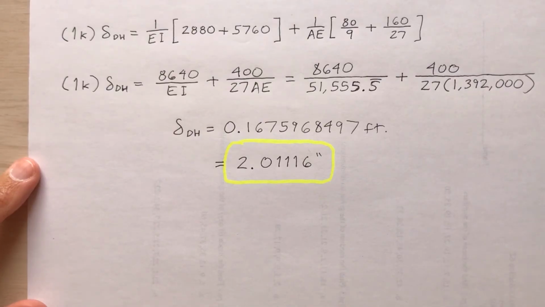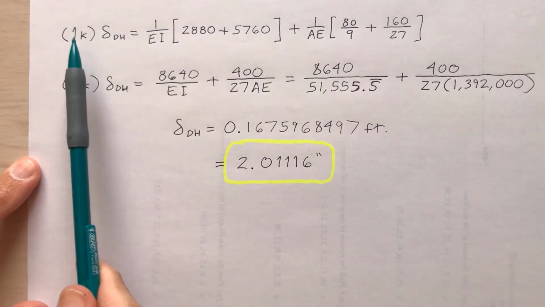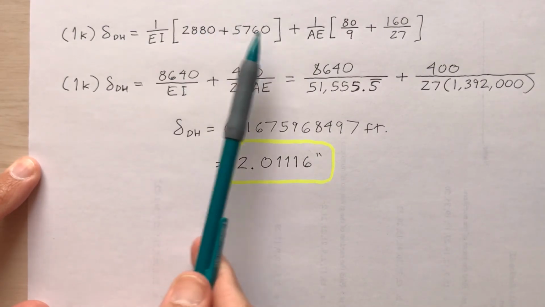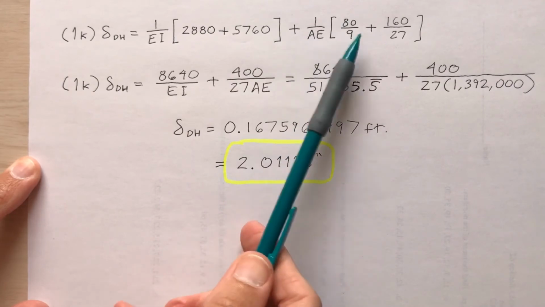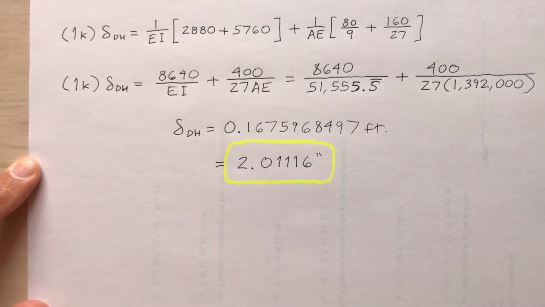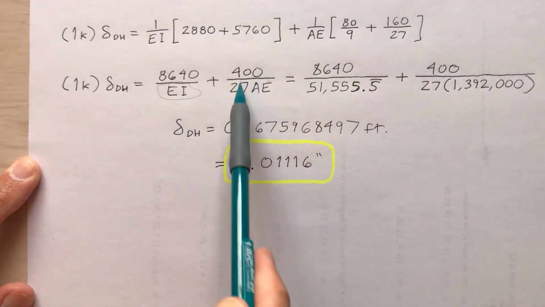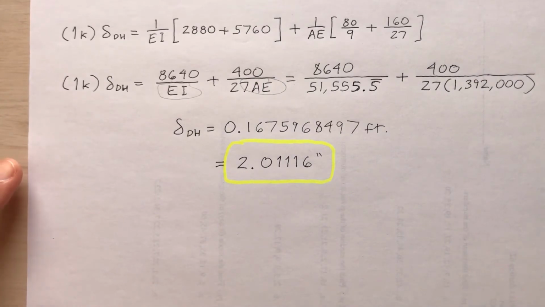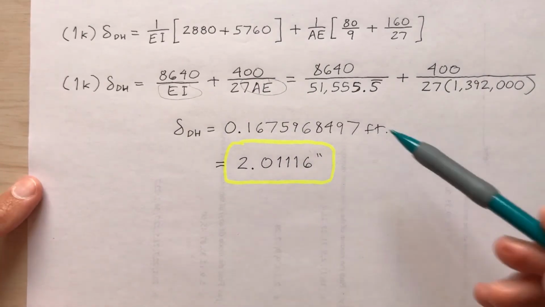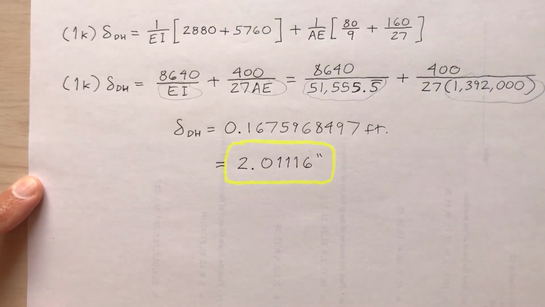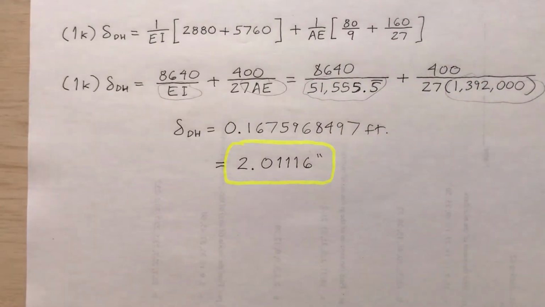Now evaluate the integrals and clean things up. 1 kip times delta sub DH equals 1 over EI times the evaluated integrals, plus 1 over AE times the appropriate products. Follow my arithmetic. Now, EI was given to me earlier in the video, and so was AE. Do you remember what those were? Do you remember the units? Go back and look at it. This was the EI part, this is the AE part, and those units were in terms of kips and feet.